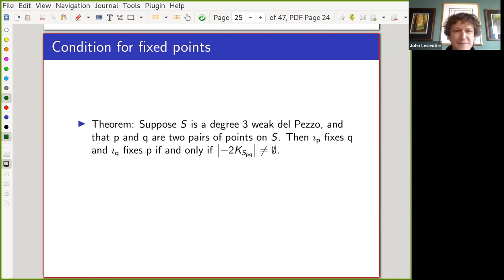at the Q points fixes the P points if and only if there exists a quadric that's tangent to the cubic at those 4 points. And the thing is that a quadric tangent to the cubic at the 4 points corresponds to an element of the 2 anti-canonical system of the cubic blown up at 4 points.